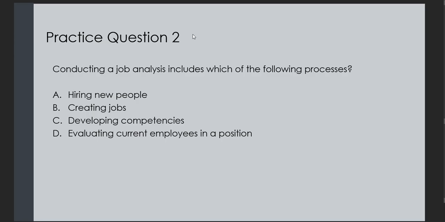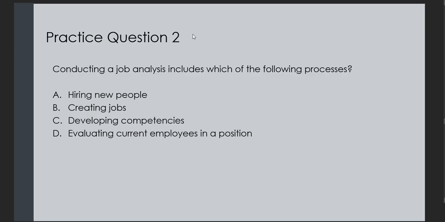The correct answer is C, developing competencies. Job analysis involves understanding what a job requires, including the competencies needed to perform it. Now, why are the others incorrect?